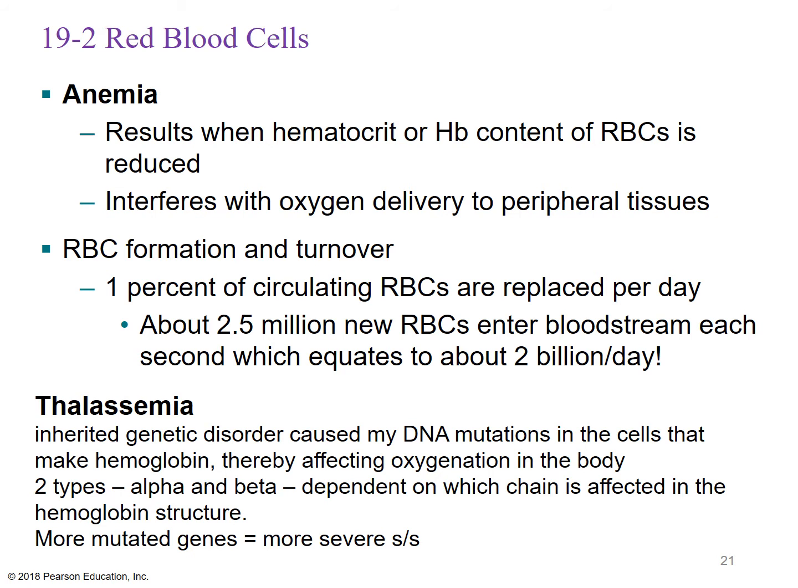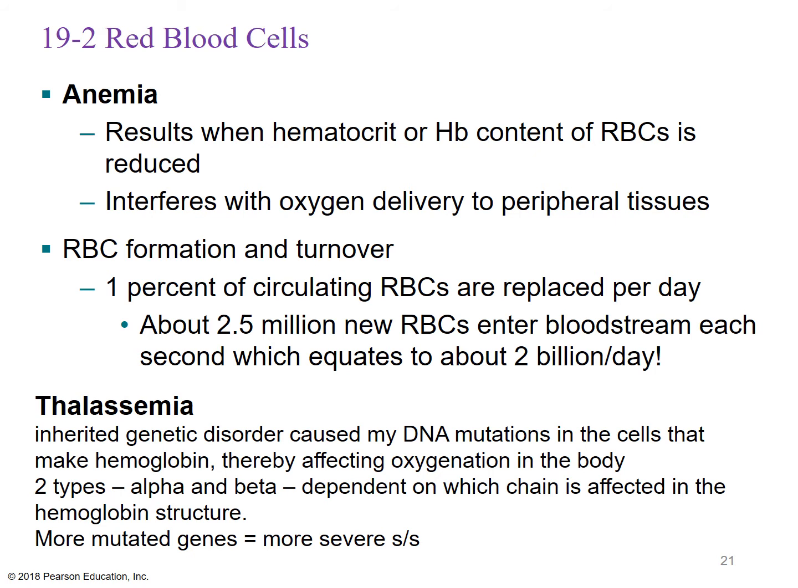If we don't have enough red blood cells, that means we won't have enough hemoglobin. If we don't have enough red blood cells, our hematocrit is going to be low as well. So whenever we're looking at thalassemia, this is an inherited genetic disorder that's caused by DNA mutations in the cells that make hemoglobin. So it will affect the oxygenation in the body.